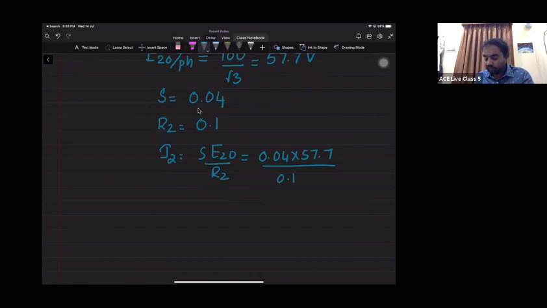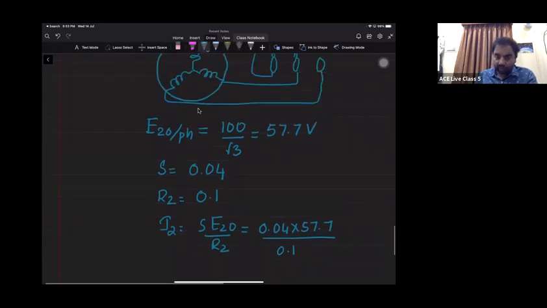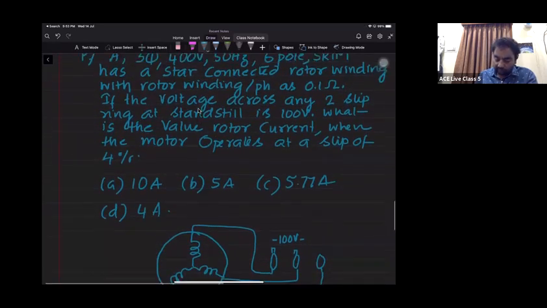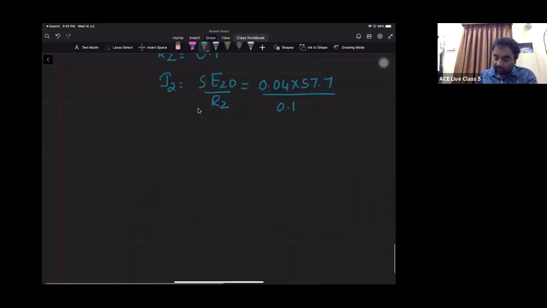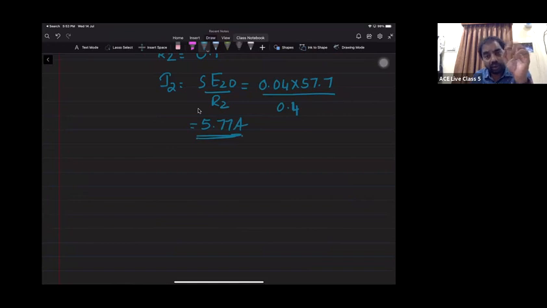So what is the answer? Can you please tell? A small correction: the resistance is 0.4, not 0.1. Let me take 0.4. With 0.1 you will not get the correct answer. So what is the answer I'm getting here? 5.77 amperes. Right? But unfortunately, if you take E2 as 100 volts, then the answer would have been something like 10 amperes.